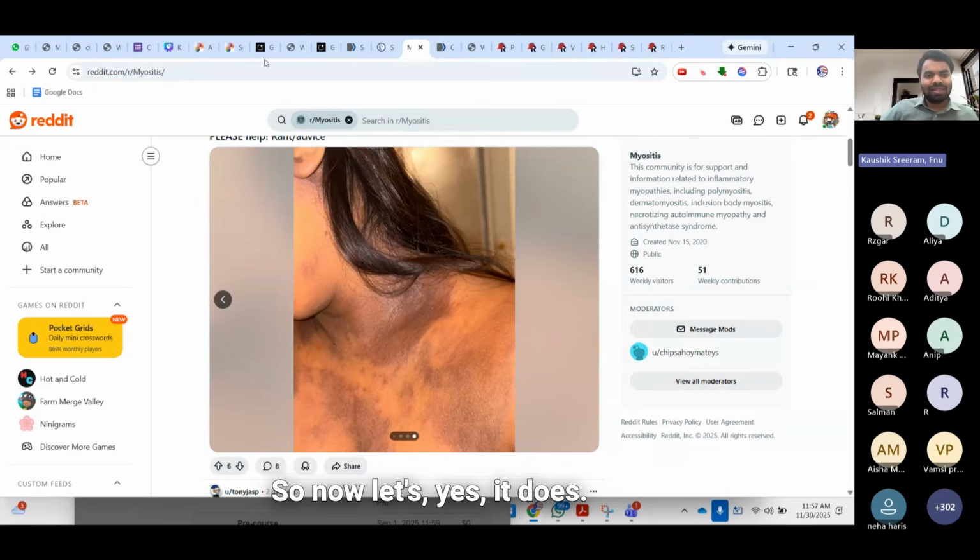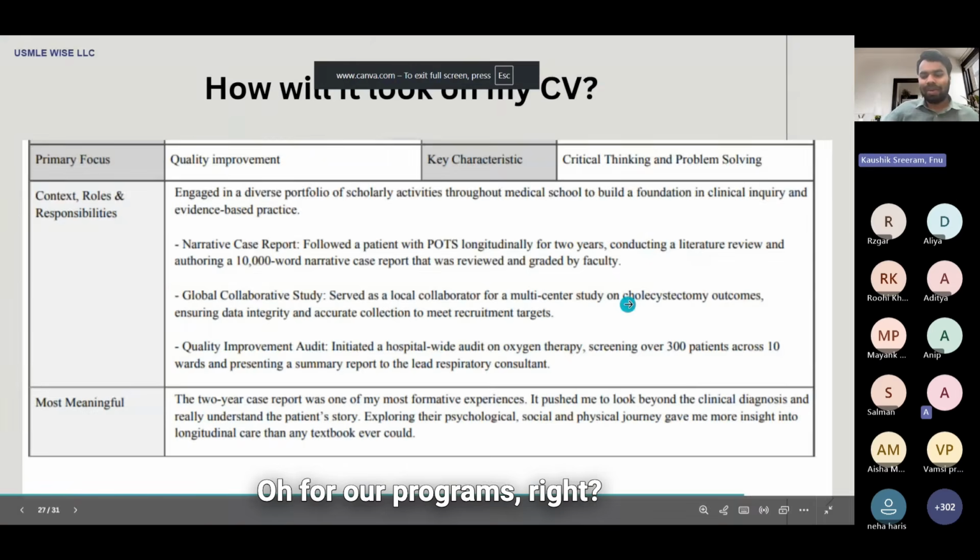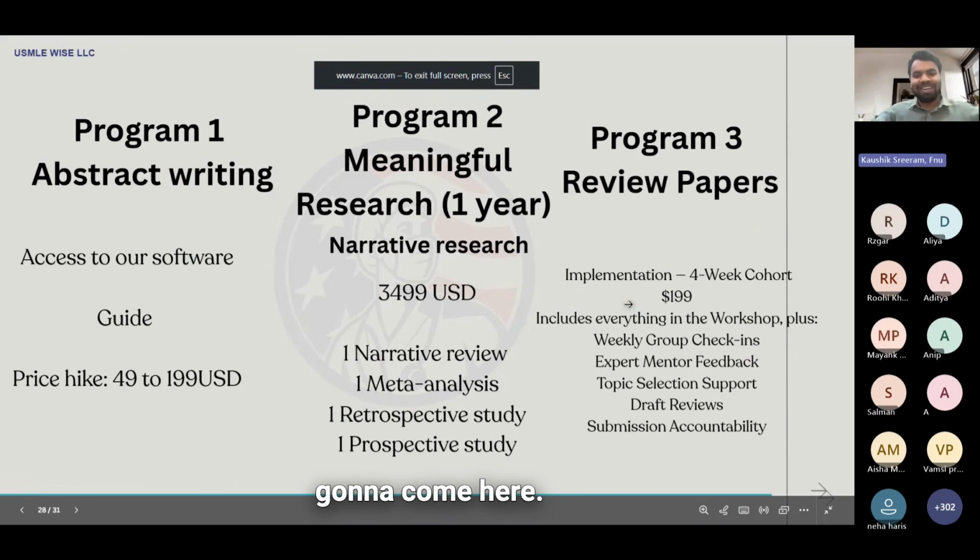Yes, it does. I want to ask you one thing, regarding the cohort, the fourth week cohort. Can you brief me on something about it? Are you going to give the topic, or is it our topic, or how is it going? So what are our programs? Yep. I'm going to come here.